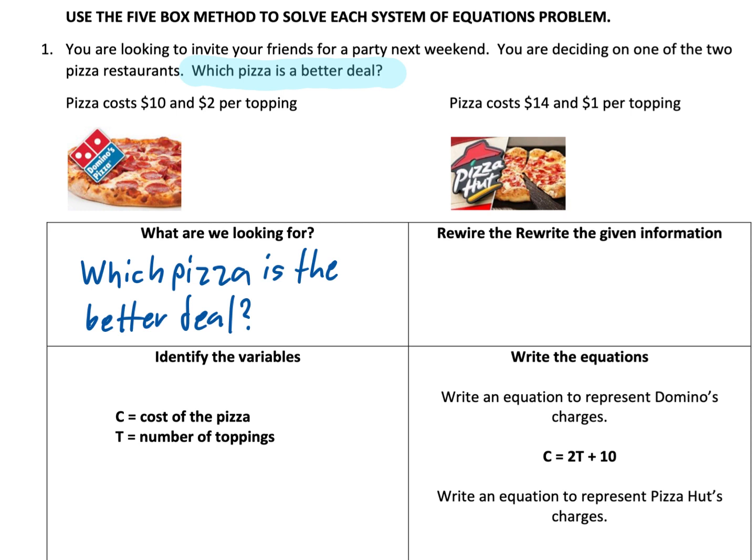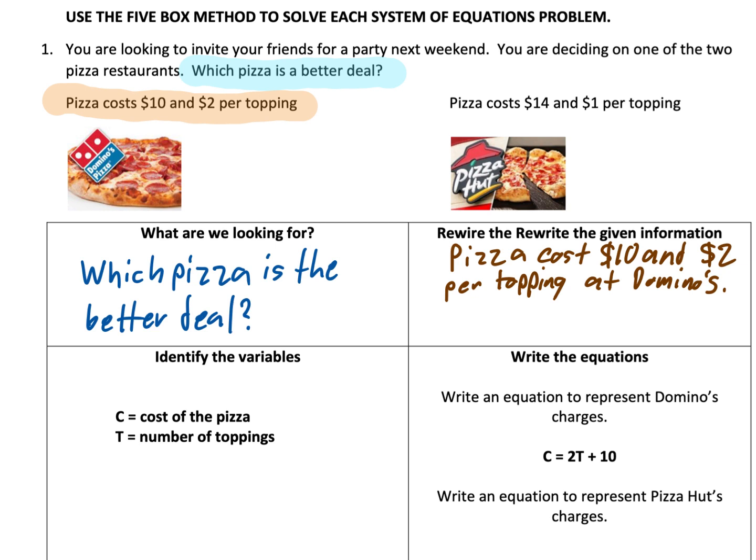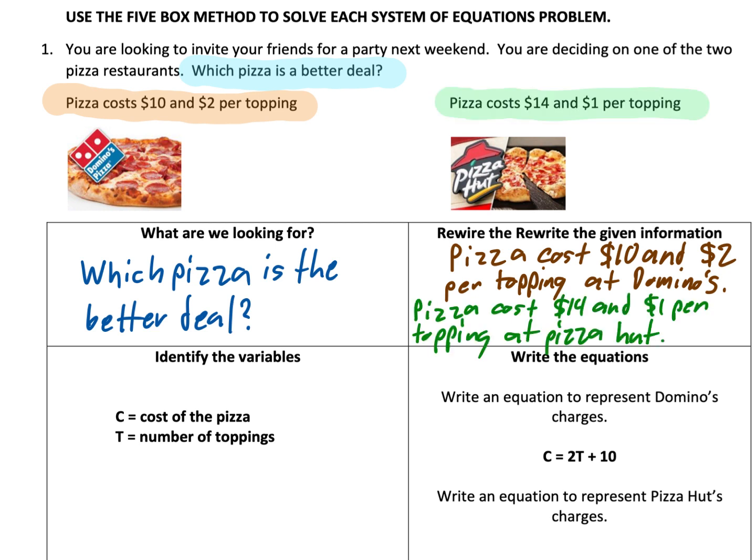We identify what we are looking for, in this case, which pizza is the better deal. This is the final question we want to answer. For our first piece of information, we know that at Domino's, pizza costs $10 and $2 per topping. At the second place, Pizza Hut, pizza costs $14 and $1 per topping. Using this information, we are going to identify our two variables.